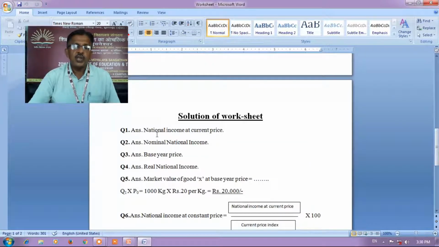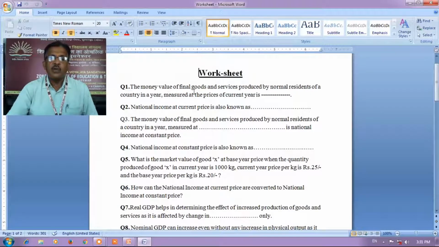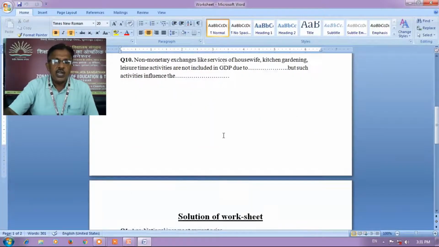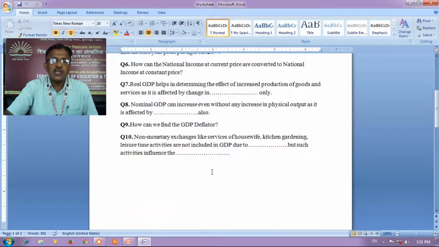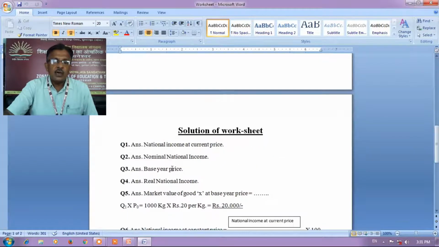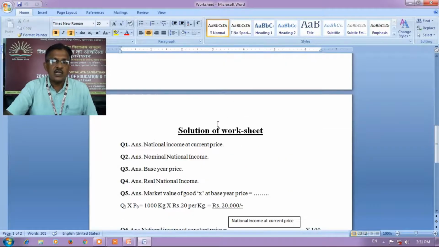Question 1, national income at current price. What was the question? The money value of final goods and services produced by normal residents of a country in a year measured at the prices of the current year. The answer is national income at current price. Number 2, nominal national income. That means national income at current price is otherwise known as what? Nominal national income. Then it was asked the money value of final goods and services produced by normal residents of a country in a year measured at base year price is national income at constant price. Here national income at constant price is also known as real national income. The answer is real national income.